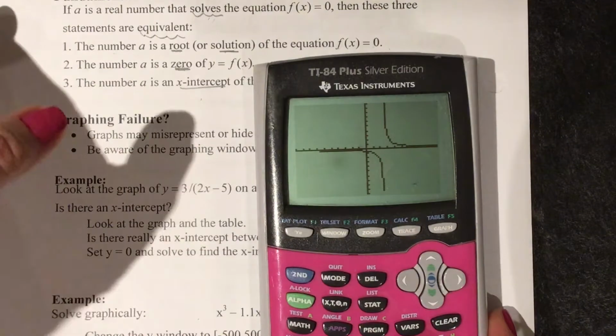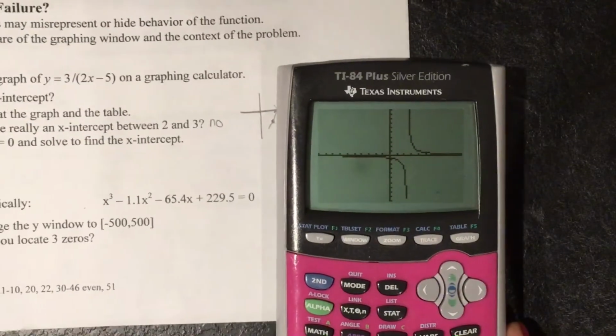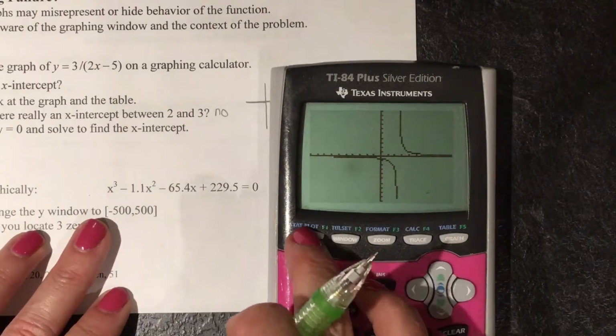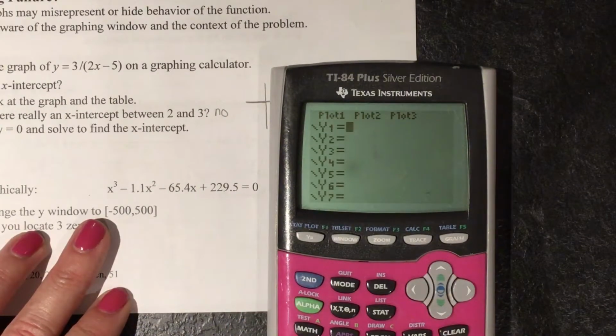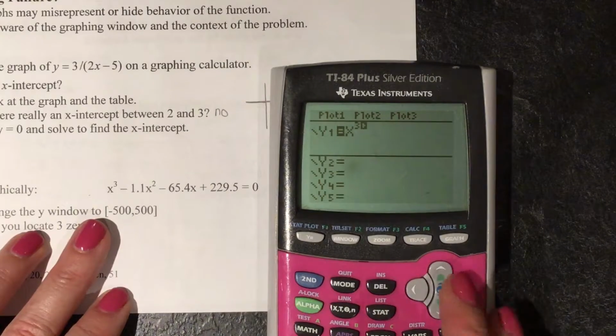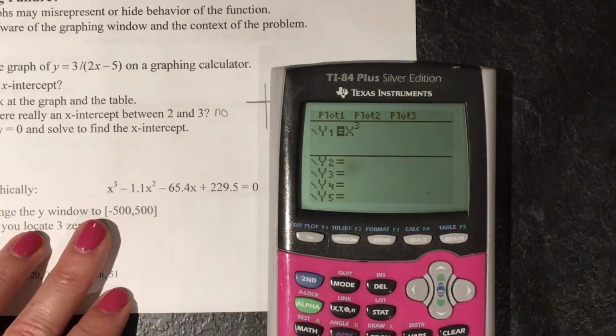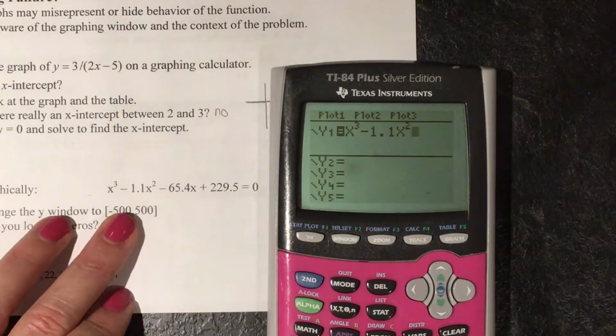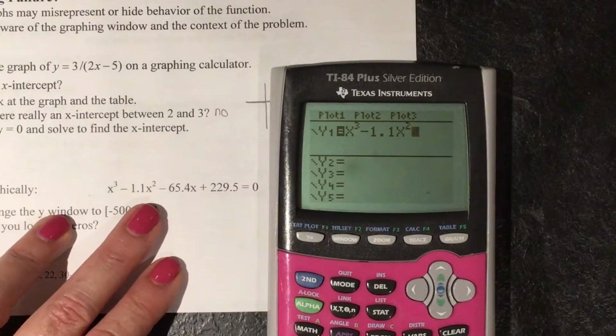All right, so let's look at this last problem. We have a cubic, a very lengthy cubic. Going back to y equals, clearing out, I'm going to type that cubic in, making sure I toggle over to get out of the exponent. Minus 1.1x squared, minus 65.4x plus 229.5.